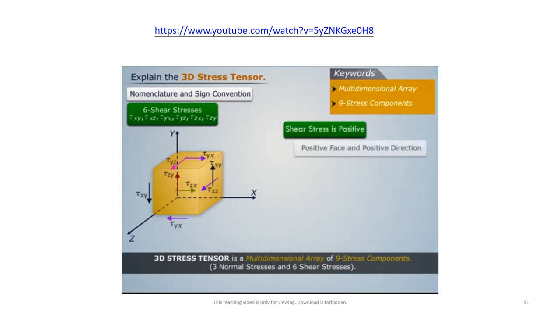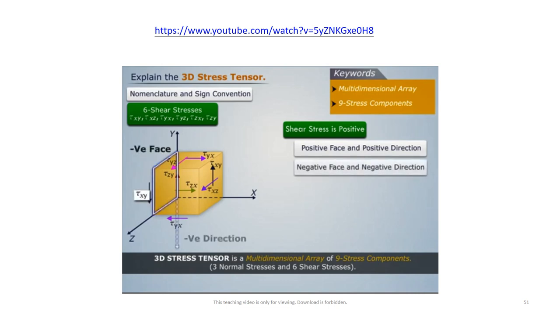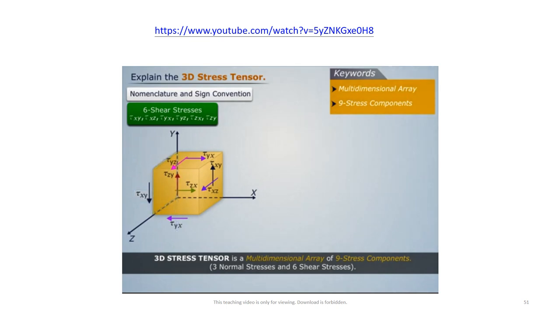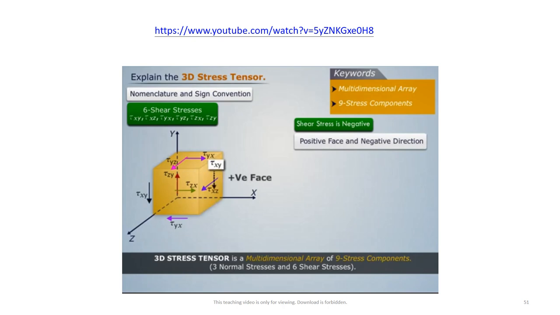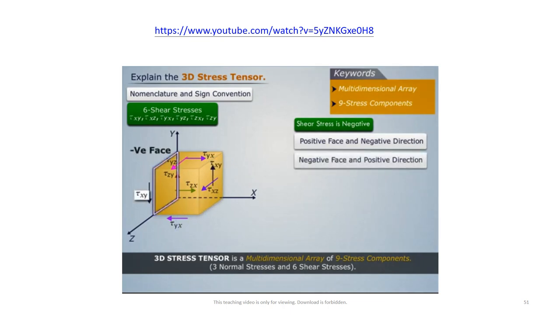Shear stress is positive when it acts in the positive face and positive direction of an axis. It is also positive when it acts in the negative face and negative direction of an axis. Thus, in this given stress element, all the shear stress components are positive. A shear stress is negative when it acts in the positive face and in the negative direction of an axis. It is also negative when it acts in the negative face and positive direction of an axis.